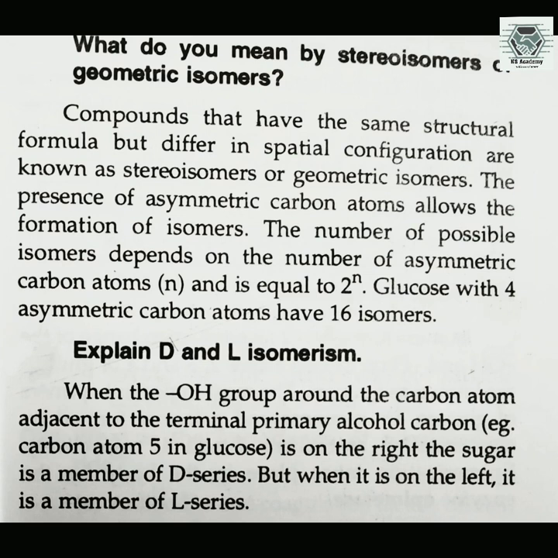Explain D and L isomerism. When the OH group around the carbon atom adjacent to the terminal primary alcohol carbon atom is on the right, the sugar is a member of the D series, whereas when it is on the left, it is called L.